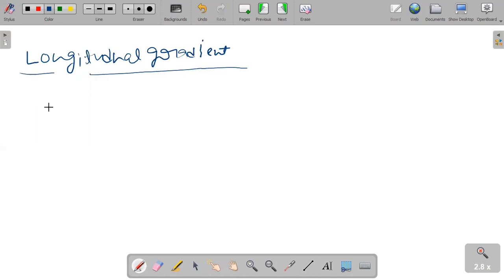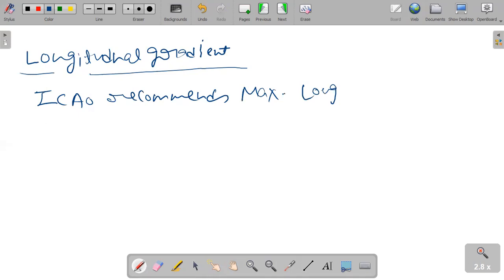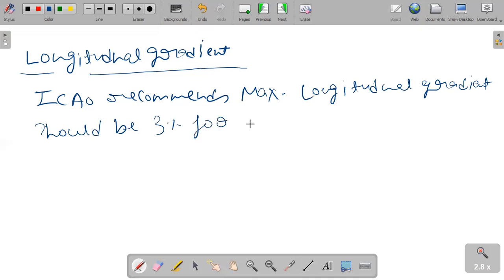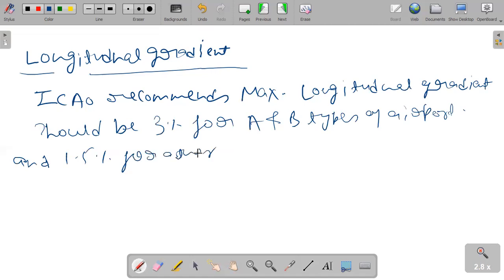So ICAO recommends that the maximum longitudinal gradient should be 3% for A and B types of airports and 1.5% for other types of airports. Okay, so this is about longitudinal gradient.